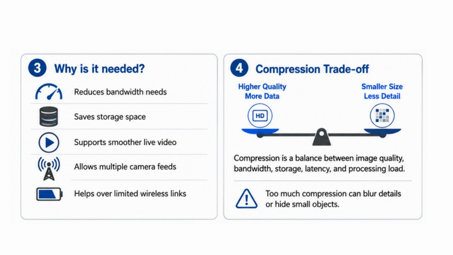However, compression always involves a trade-off. Higher image quality preserves more detail, but it also requires more data, bandwidth, storage, and processing power. Stronger compression produces a smaller video stream, but some visual detail may be lost. If compression is too high, edges may appear blurred, small objects may become difficult to identify, and important scene information may be hidden.